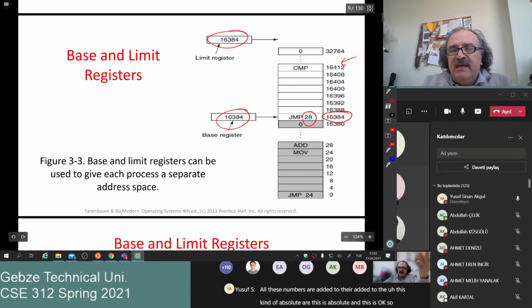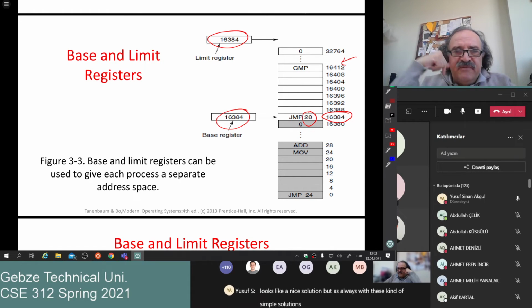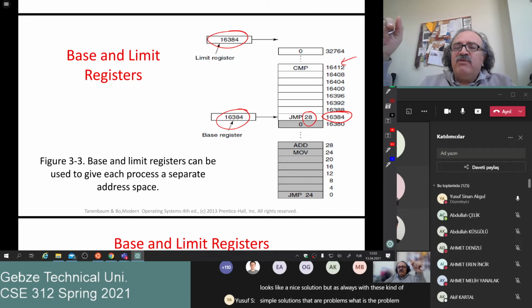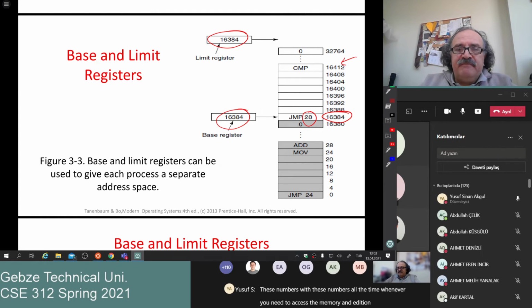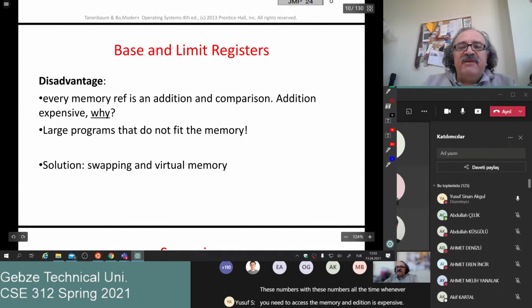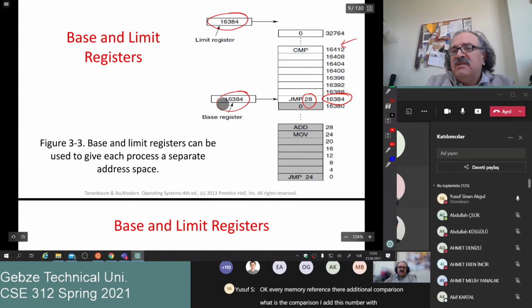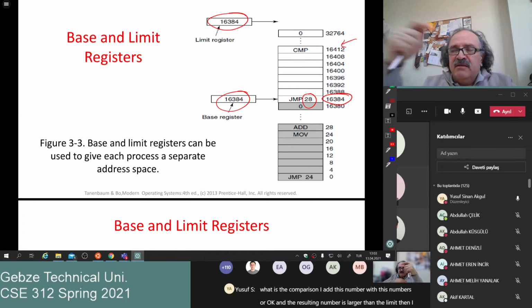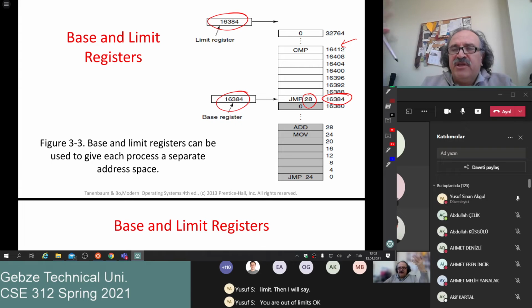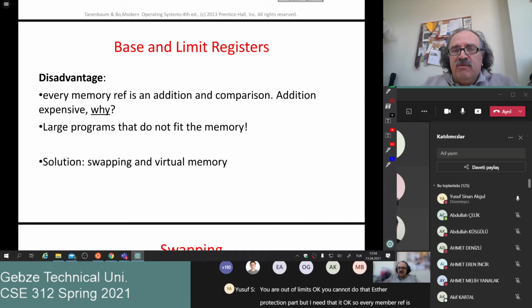So this looks like a nice solution, but as always with these kinds of simple solutions there are problems. The problem is this: you have to add these numbers all the time whenever you need to access the memory, and addition is expensive. Every memory reference is an addition and a comparison. What is the comparison? I add this number to this number, and if the resulting number is larger than the limit, then I will say you are out of limits. You cannot do that. That's the protection part, but I need to add it.